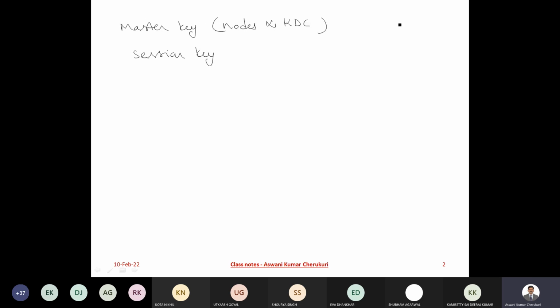So you have the KDC sitting here. Then you have node A, node B, node C, which have a master key with the KDC, and D, E, F as well. So every node is having a master key. Now A wants to talk to F. So A sends a message to the KDC, and the KDC will create the session key and give it to A with the help of the master key between A and the KDC, and similarly the master key between F and the KDC. That is the role of the master key. The session key is for communication purposes.